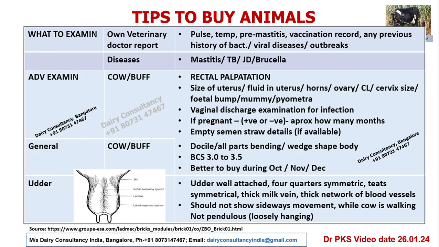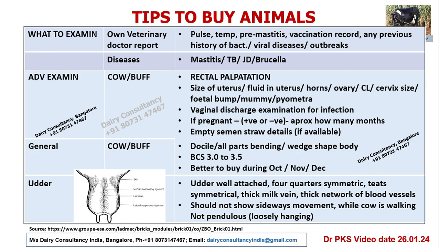The udder is most important, because this is the place which is going to give you the milk. It should be well developed, well attached to the body, the quarters should be symmetrical, the teats should be symmetrical. I mean, not left and right differing, where this is swollen, this is small, this is bigger, this is tilted. And a thick milk vein below the belly, you will see the thick milk vein going.